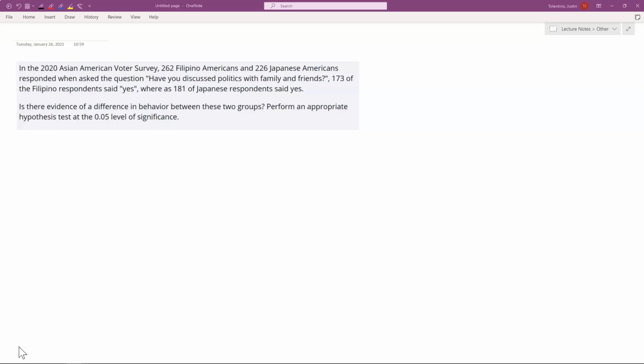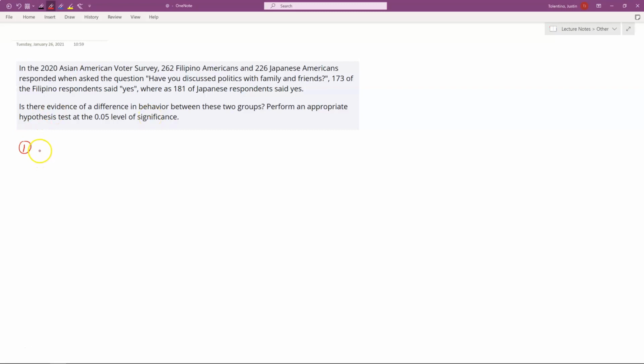Let's perform an appropriate hypothesis test, and we're going to do this at a 0.05 significance level. As we go through these steps, we want to first define our parameters. As we can see, we're talking about answering yes or no questions, so our response variable here is categorical. This is how we know we're going to be using proportions, because we can talk about what proportion or percentage fall within each of these categories.